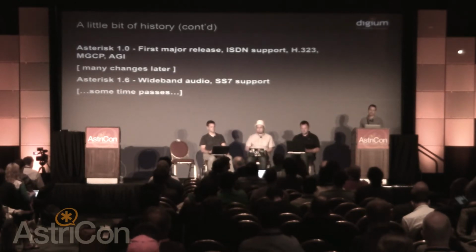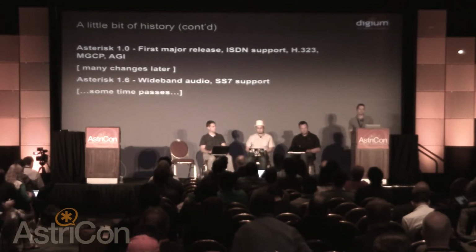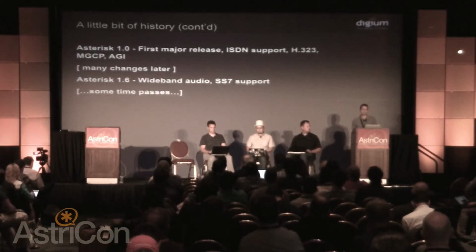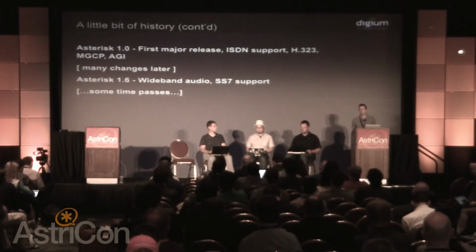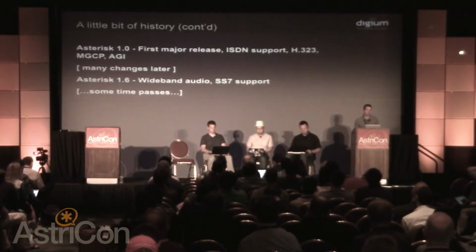So 1.0 was the first major release. It had ISDN support, an H323 channel driver, MGCP, and AGI support. It had a SIP channel driver as well, and some really, really neat things. It was sort of the gateway for a lot of people into the world of telephony, which was traditionally very closed and very difficult to get into without proprietary hardware or relationships. So that was a really awesome release, and we have had a few more releases since then.